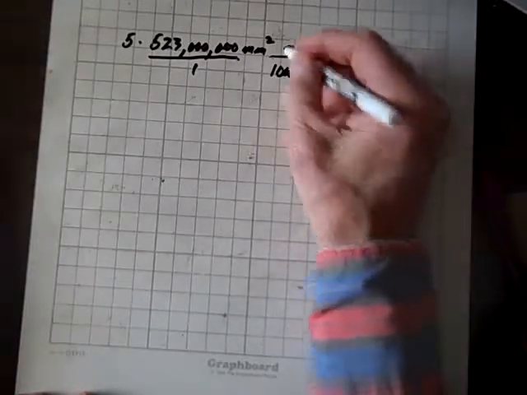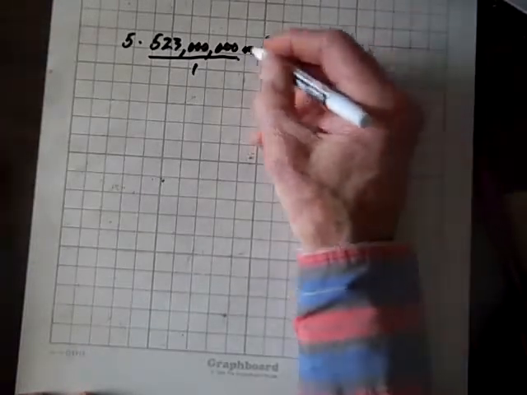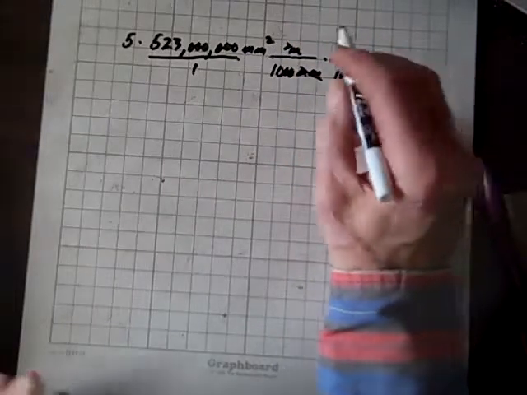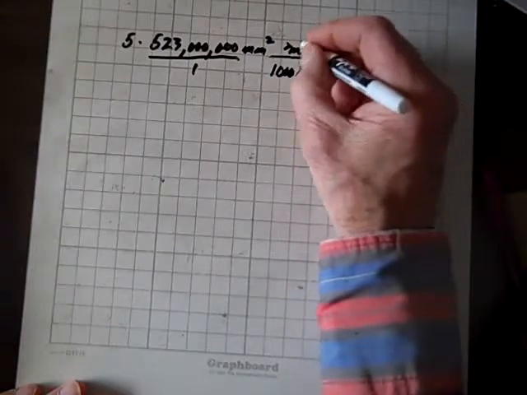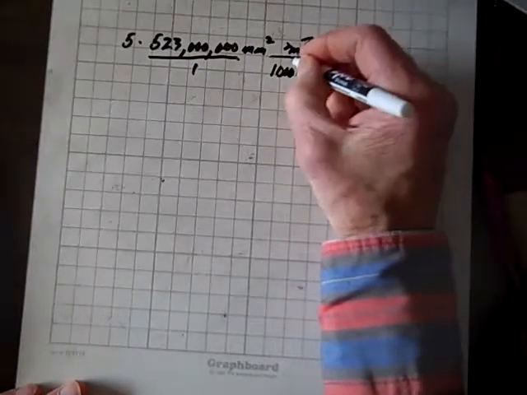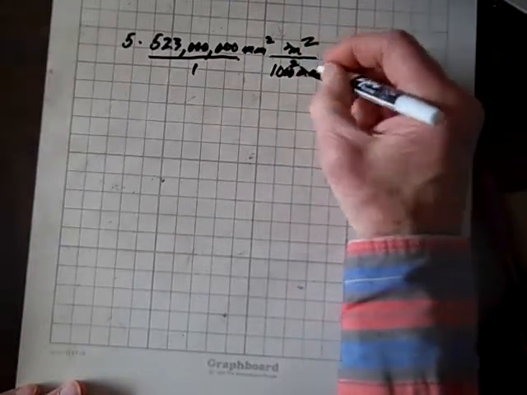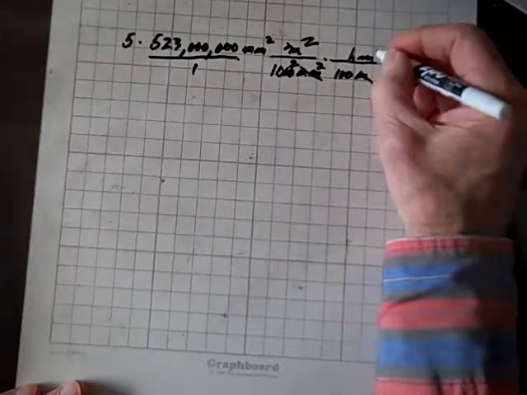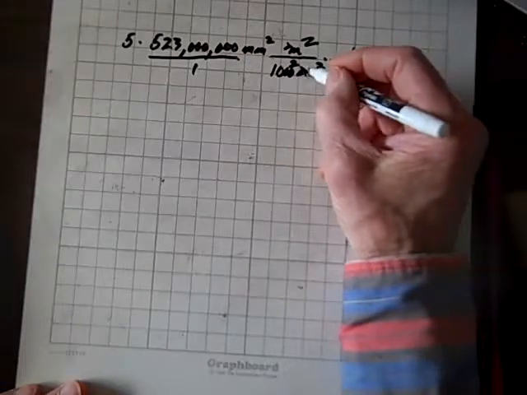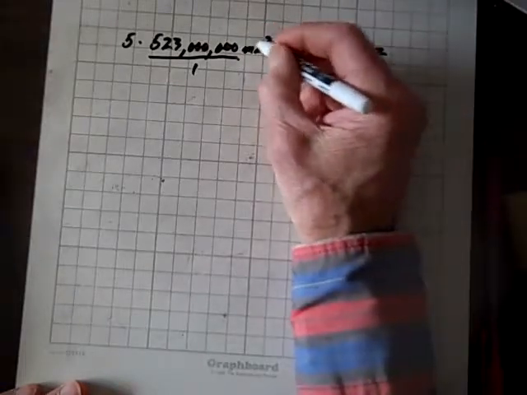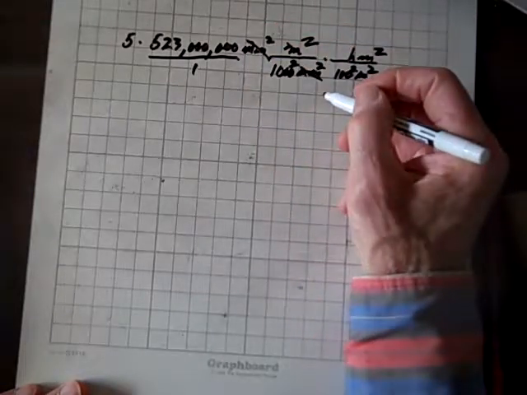Now the meters divide out, the millimeters. Oh boy, hold on. We've got to square everything. So we've got to square this. If we square that, we've got to square that, and this, and this, and this. Now the square millimeters will divide out.